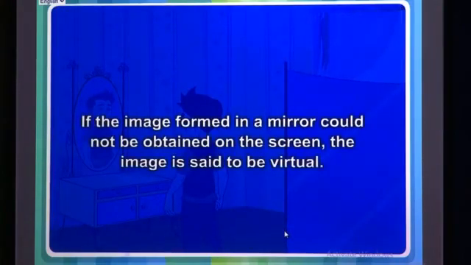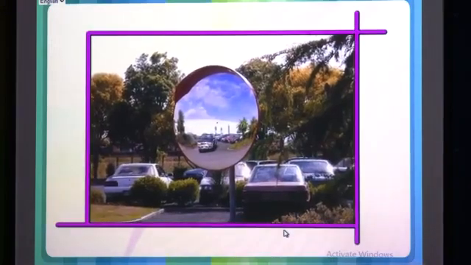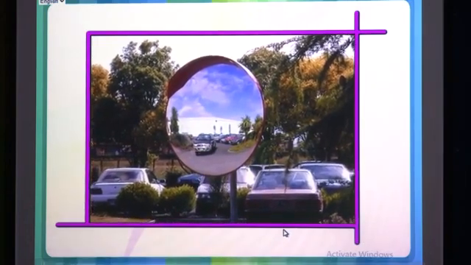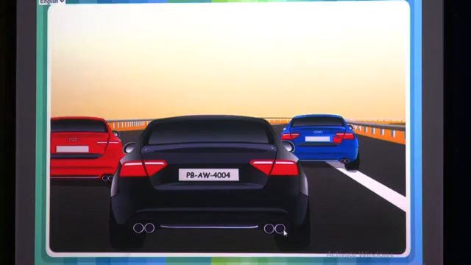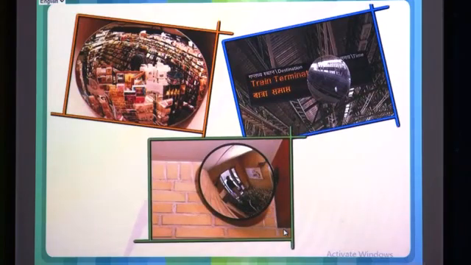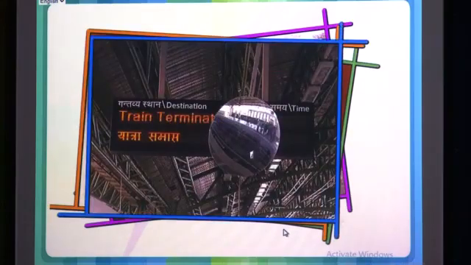If the image formed in a mirror cannot be obtained on the screen, the image is said to be virtual. Virtual images are generally formed by plane and convex mirrors. In a convex mirror, the size of the image formed is smaller than the size of the object. Therefore, it is used as a view mirror in vehicles so that a larger area of traffic can be viewed. Because of this property, convex mirrors are also used as security mirrors in shops, malls, metro stations, etc.